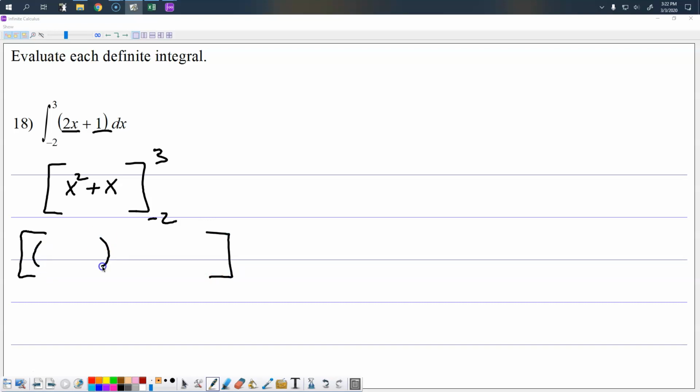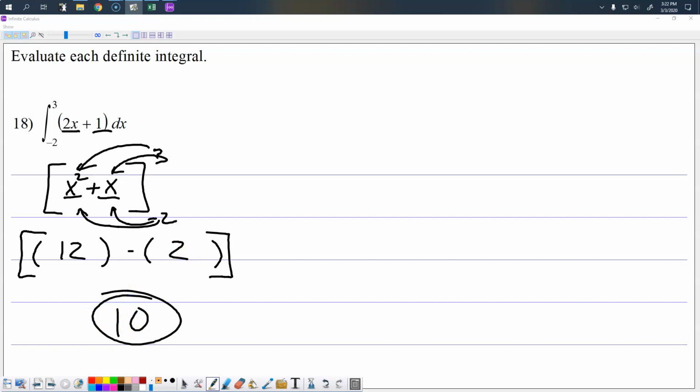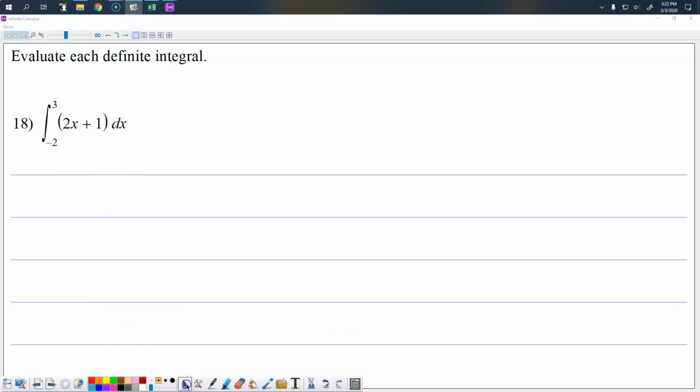So we have, plugging in the 3. 3 squared is 9. And so 9 plus 3 would be 12. Plugging in the negative 2. Negative 2 squared is 4. Plus a negative 2 is 2. Final answer, 10. Definite integrals. Next one.